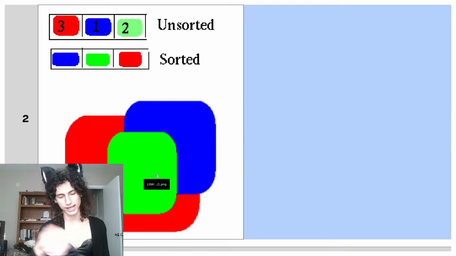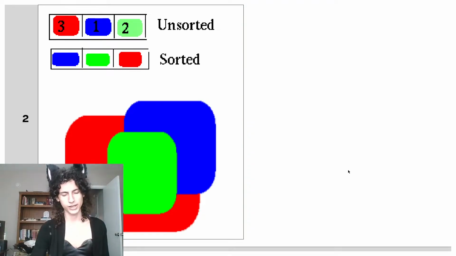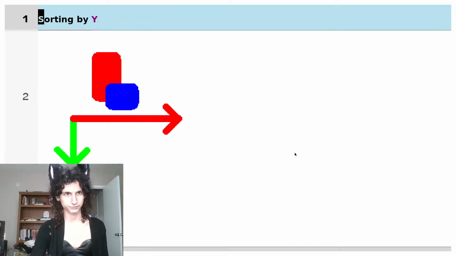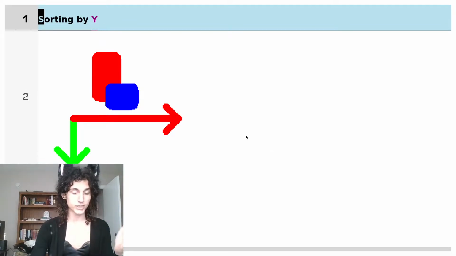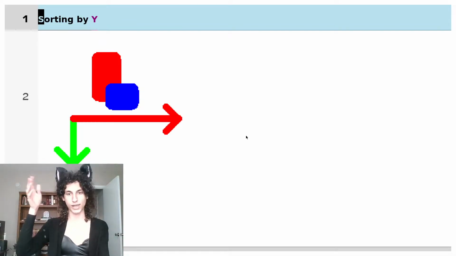And this is generally how sprite renderers work. It's usually not useful to do something more complicated than that. But it gets harder when you're talking about a 2.5D game, right? Like Pokemon or Chrono Trigger.